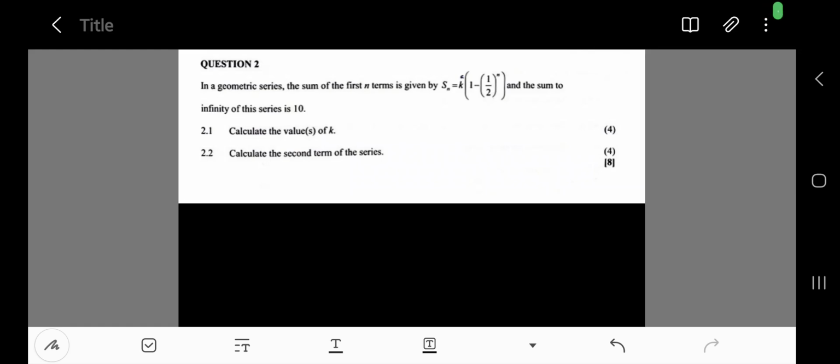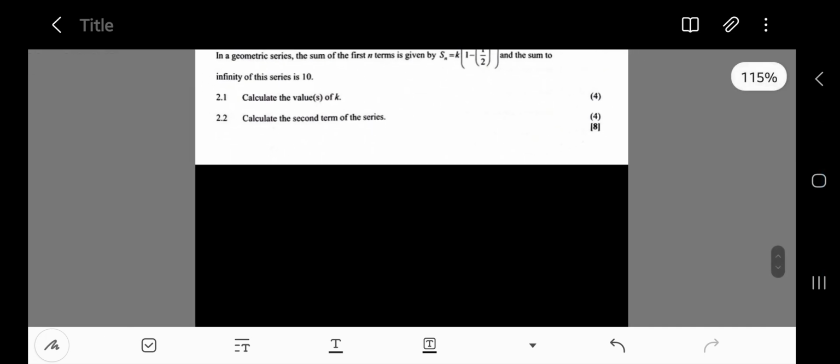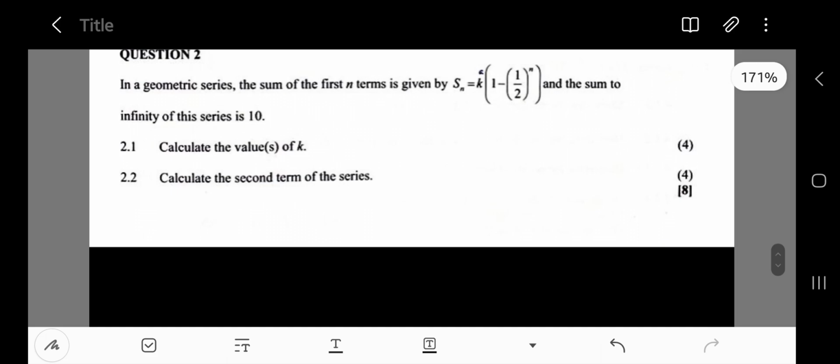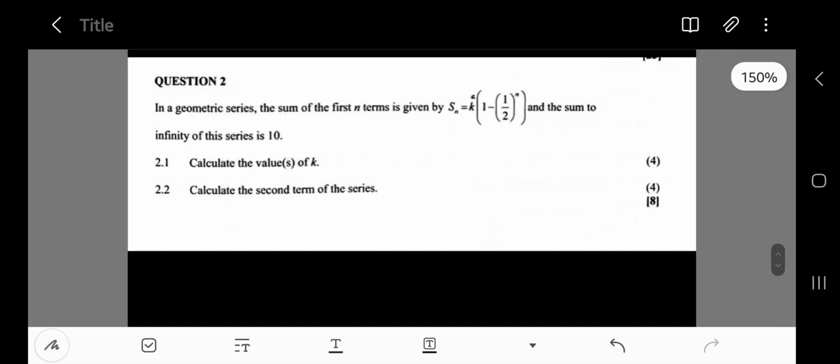We are continuing with the June 2023 Gauteng exam paper. So, let's go. Question 2, this is the sequence and series question. It says, in a geometric series, the sum of the first n terms is given by Sn, and the sum to infinity of the series is 10.